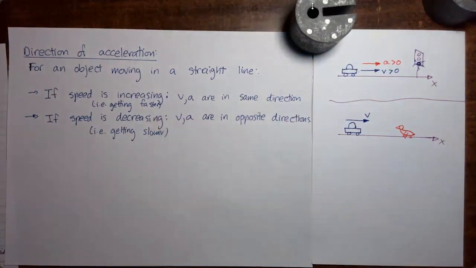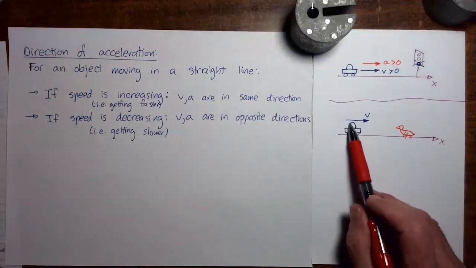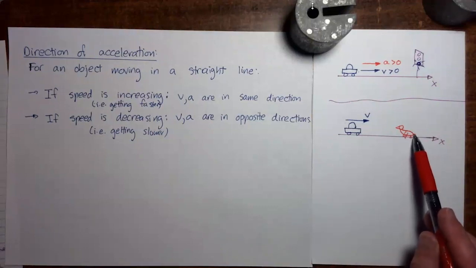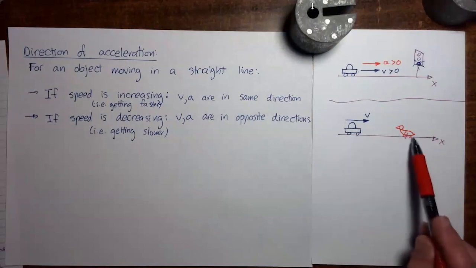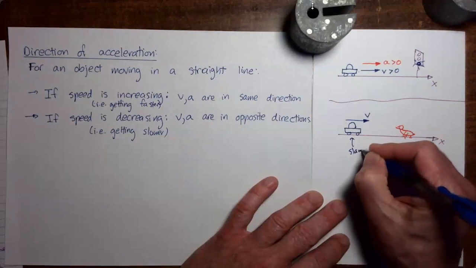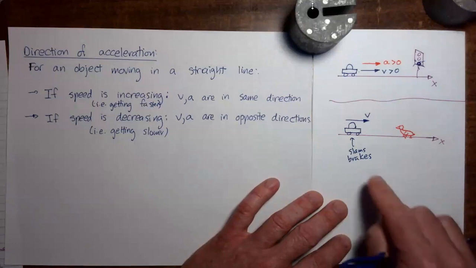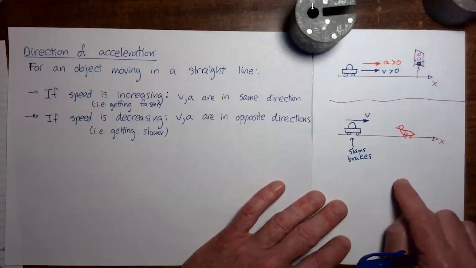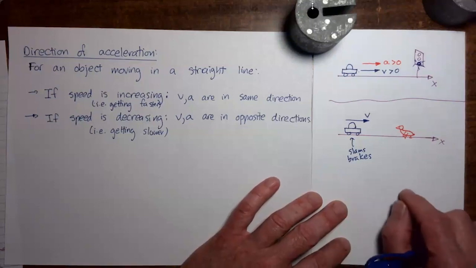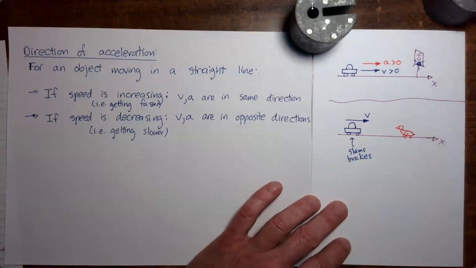Here's a second little exercise. In this exercise, we have the car driving to the right, but the driver notices there is a duck crossing the road. The driver does not want to hit the duck, so the driver of the car is going to slam on the brakes. So as the car is slowing down, I would like you to draw in the direction of the acceleration and indicate whether the acceleration is positive or negative. So pause the video, try that out, and then rejoin the video.